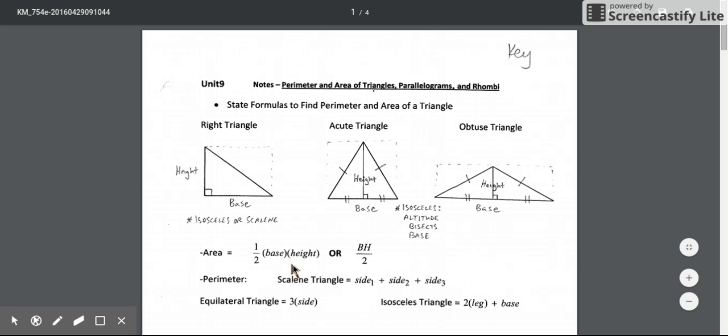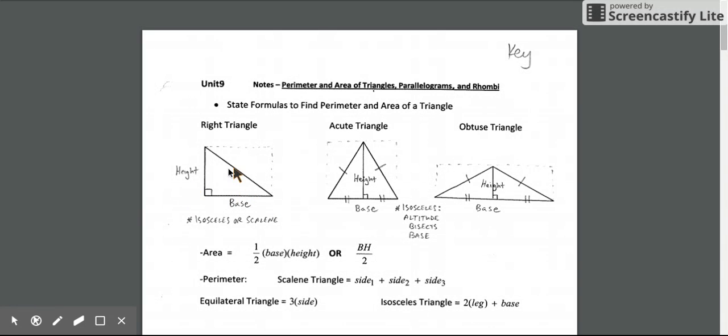The tricky part about this formula is finding the height of these two types of triangles. For a right triangle, the height will just be one of the legs, and it doesn't matter which is which. When you do base times height, it doesn't matter what order you multiply in. So for right triangles, there's nothing tricky about it.